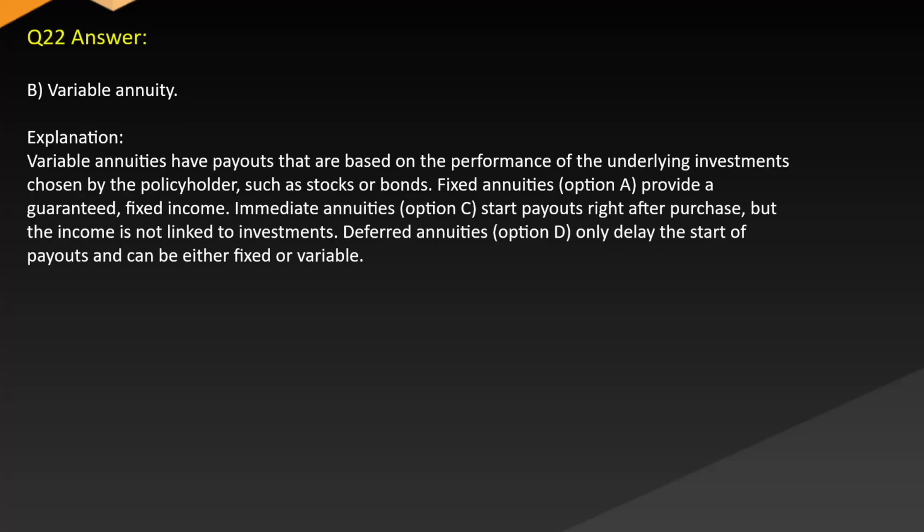Answer B. Variable annuity. Explanation: variable annuities have payouts that are based on the performance of the underlying investments chosen by the policyholder, such as stocks or bonds. Fixed annuities, option A, provide a guaranteed fixed income. Immediate annuities, option C, start payouts right after purchase, but the income is not linked to investments. Deferred annuities, option D, only delay the start of payouts and can be either fixed or variable.